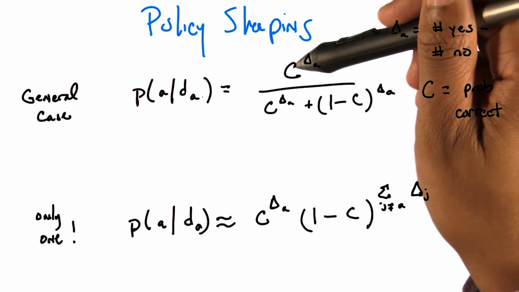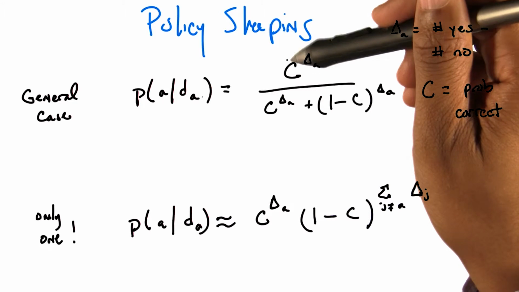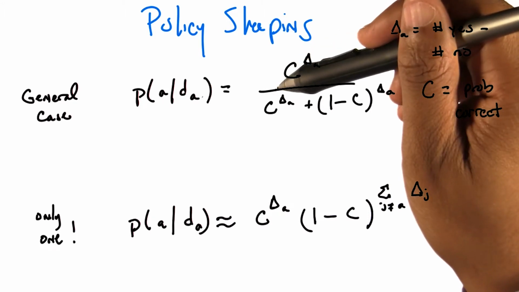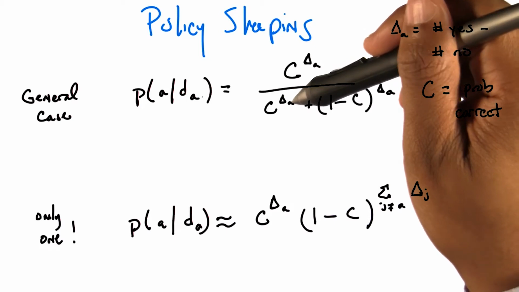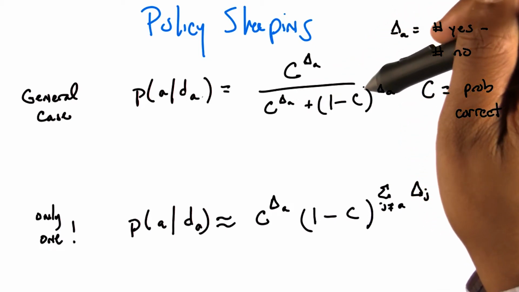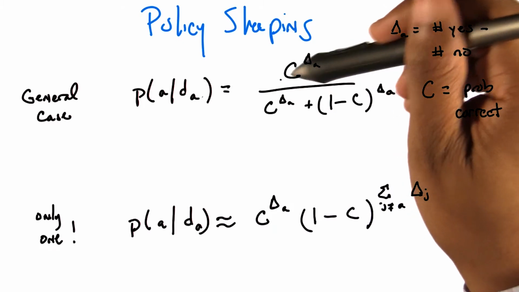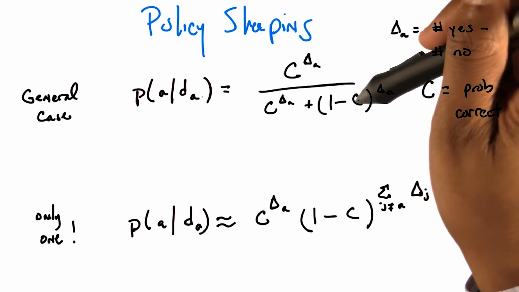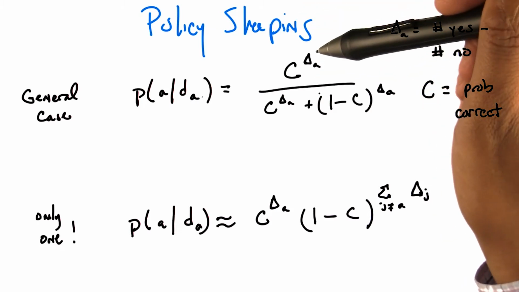And so what we have here is basically the probability that I would see that many times you've said yes, normalized by the probability I would see that many times that you would say yes, versus I would have said all those times and been wrong about it. So C to the delta A is under the assumption that you are correct, and 1 minus C is under the assumption you are not correct. And that just falls out of the binomial distribution.